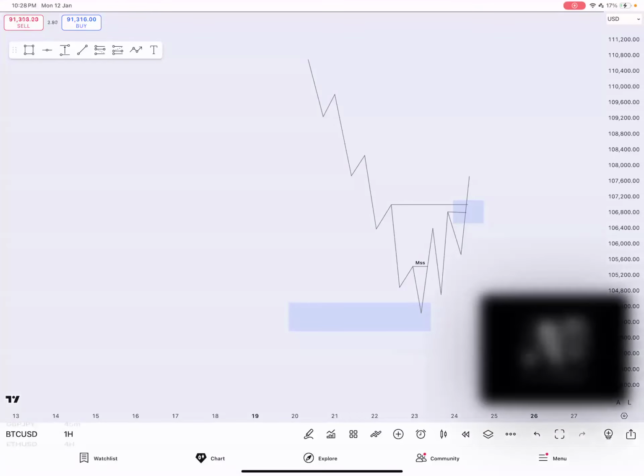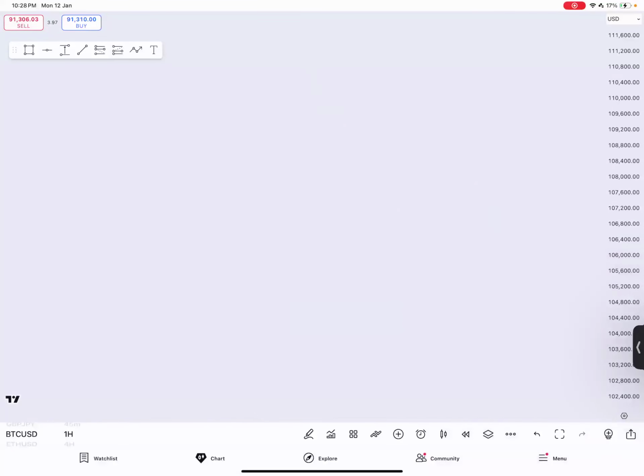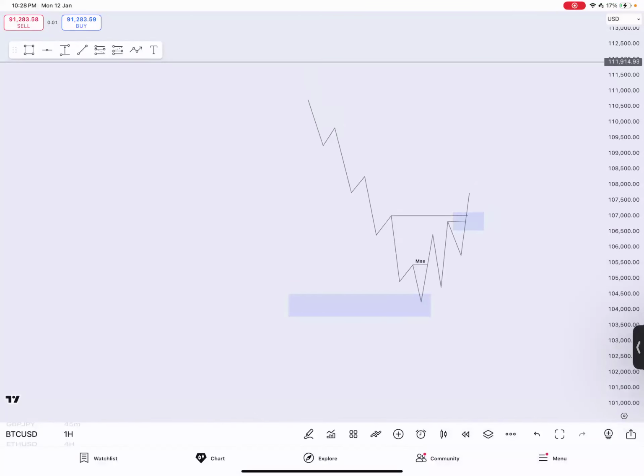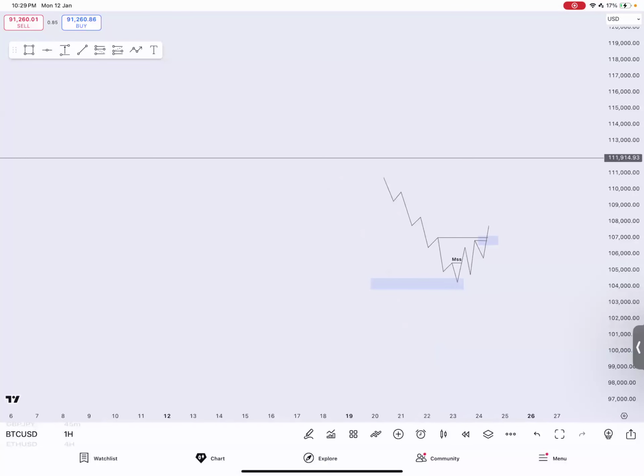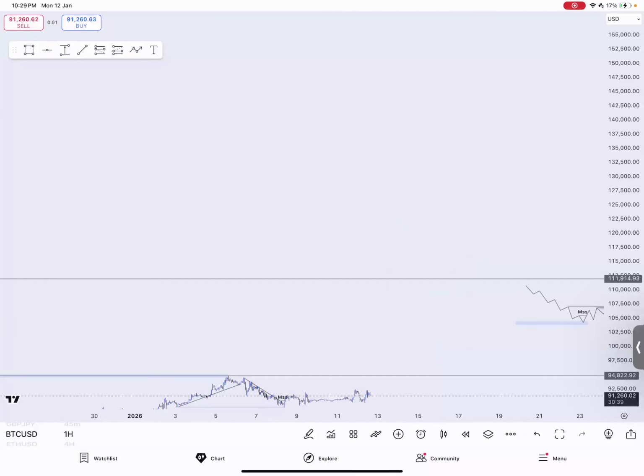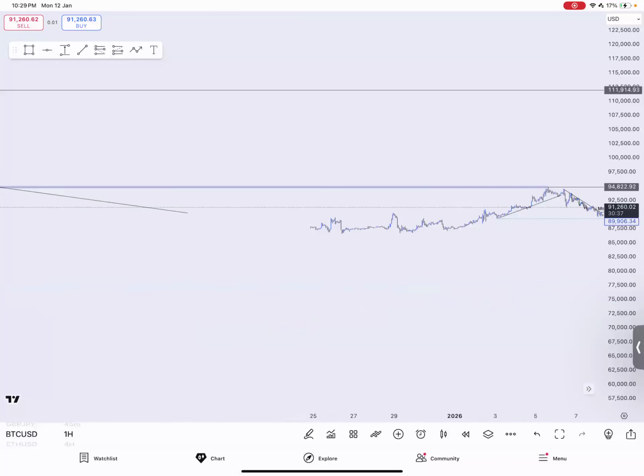So now that we're done with structure, we're going to move on to the next part, which is liquidity. Now, there are different types of liquidity that we have in the market, a lot of them. But there is only one that I focus on when it comes to picking entries, and it's called an inducement. An inducement is a type of liquidity that we use when it comes to picking our entries.